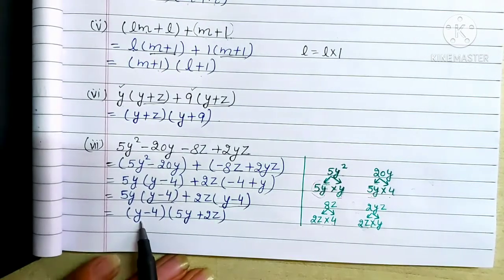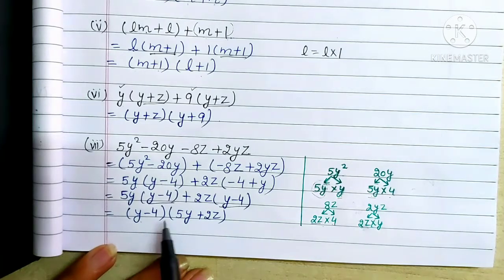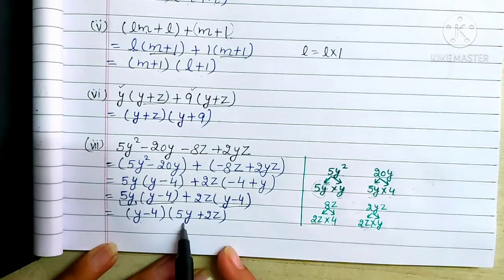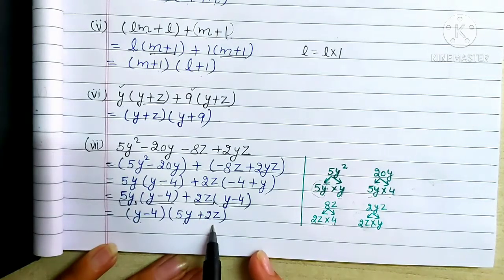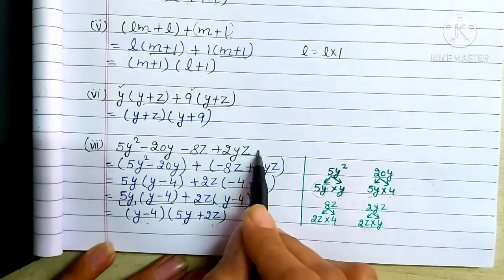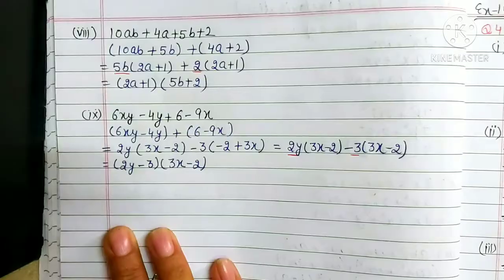We can take the common factor out, that is y minus 4, and what is left in the bracket then? 5y is left from here and plus 2z is left from here. So this is the irreducible factorization form of this algebraic expression.